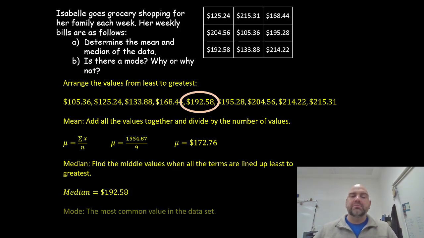Finally, what is the mode? Well, the mode is the most common value in the data set, and if you look through this data set, especially if you look through least to greatest, you'll notice that there are no values that are identical to each other. Each one is slightly different. They are all unique, and so therefore there is no mode in this data set.